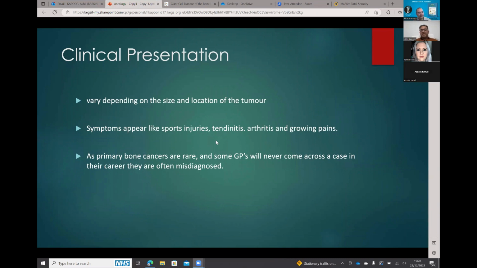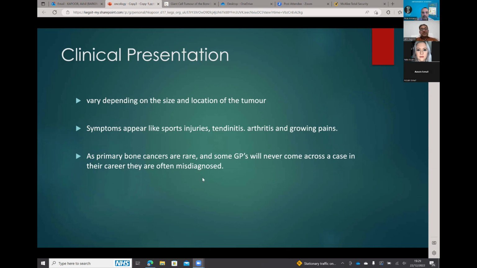So patients can be presenting with various symptoms, for which you need to have a high index of suspicion, depending on the size and location of the tumor. Symptoms can be confusing, and they can present like sports injuries or tendinitis, especially with younger adolescent adults. And in the adult group of patients, they could even be presenting like symptoms of arthritis, because sometimes these tumors can also present with no pain involved whatsoever.